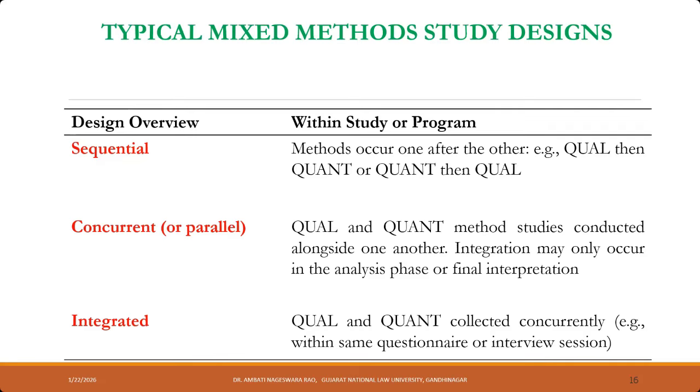If I'm using sequential exploratory, it means I'm doing first qualitative, then quantitative. So that is the difference between sequential explanatory and sequential exploratory. When I say integrated, I'm combining both quantitative and qualitative in the same single research tool.